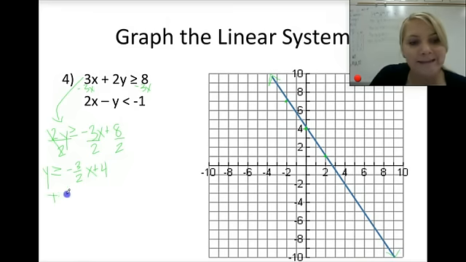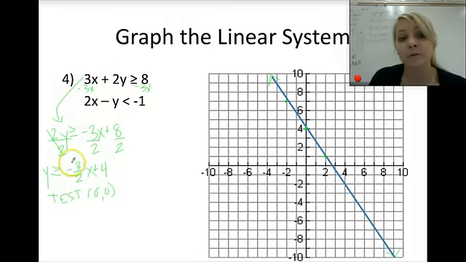And then we're testing 0, 0. You can put that back into the original equation or the one you changed. Either one's fine. I'm going to choose the original because they're going to cancel out pretty nicely, because that'll be 0 plus 0, since anything times 0 is 0. So we'll get 0 is greater than or equal to 8, which is false. So 0, 0 is not a solution. So we're shading on the other side.